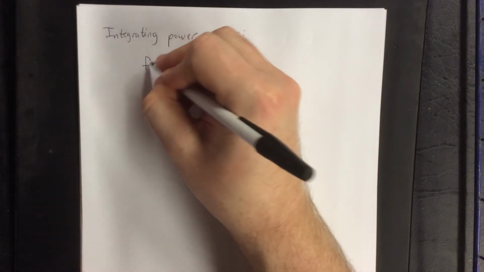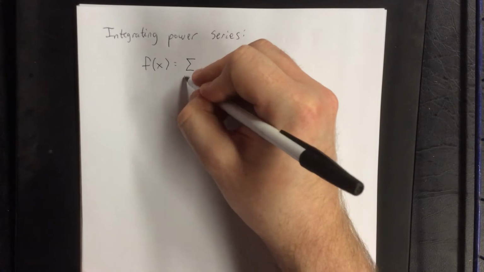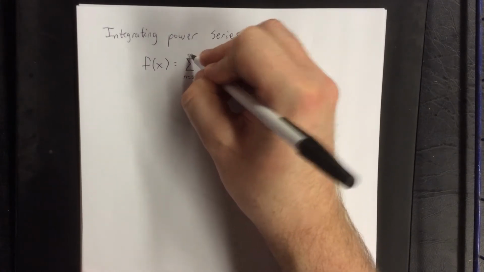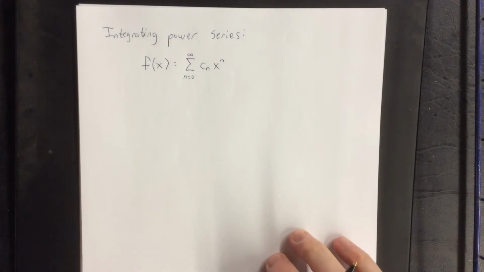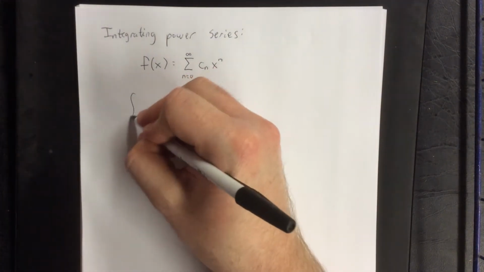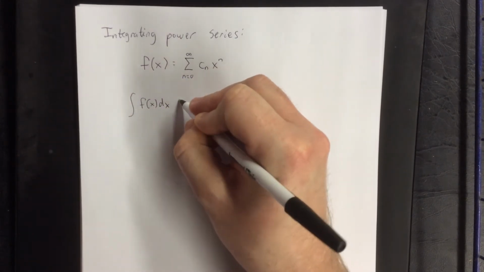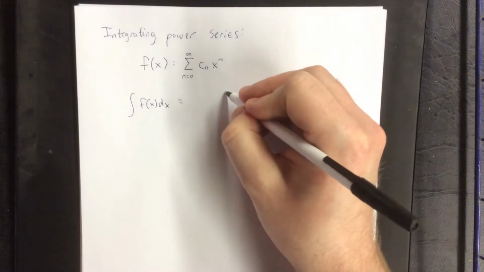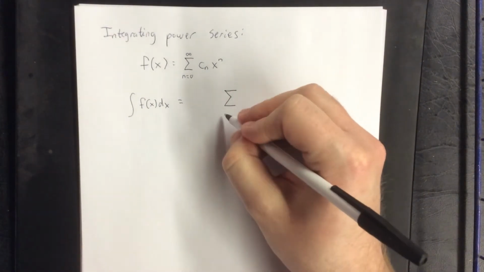Now that we've talked about differentiating power series, let's talk about integrating power series. Suppose we have the power series representation of a function, the sum from n equals 0 to infinity of c sub n times x to the n. Now that we've been through differentiation, integration is going to be considerably easier. Every single one of these terms is going to be using the power rule.